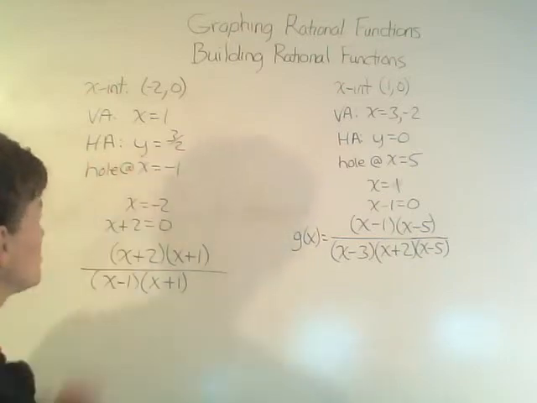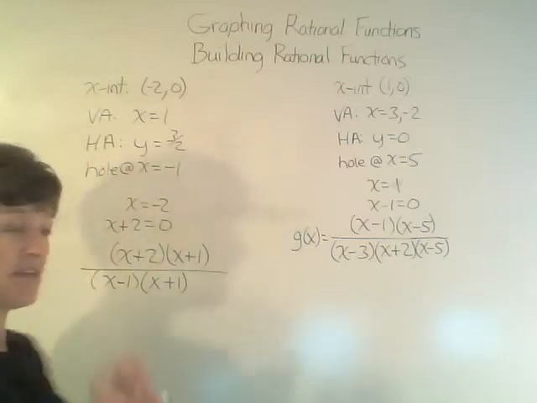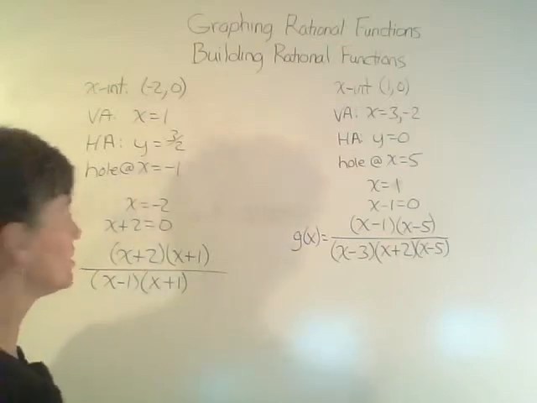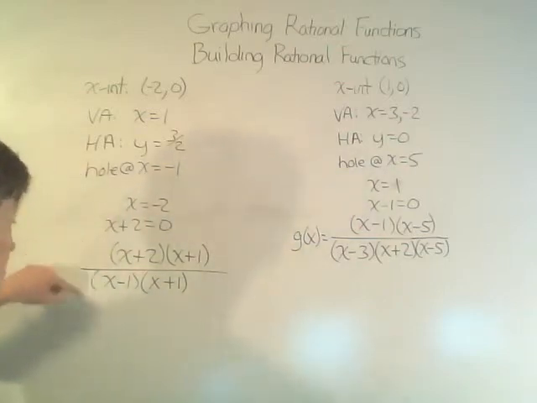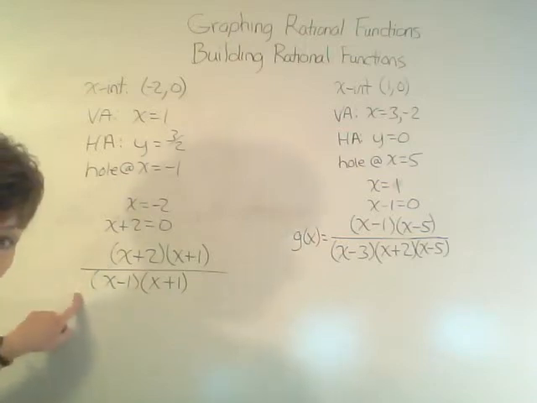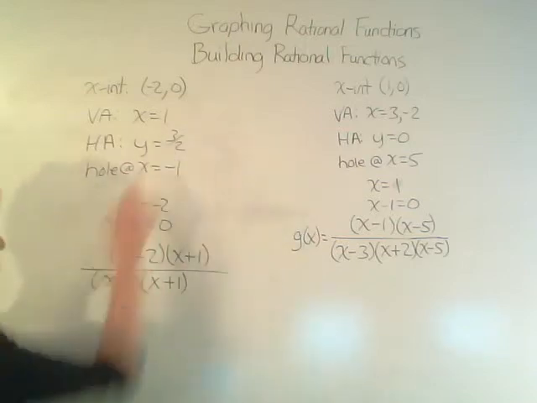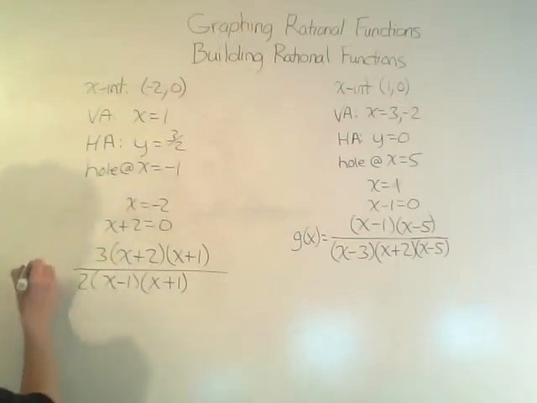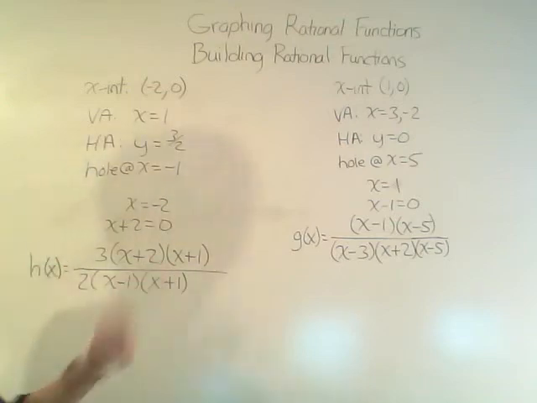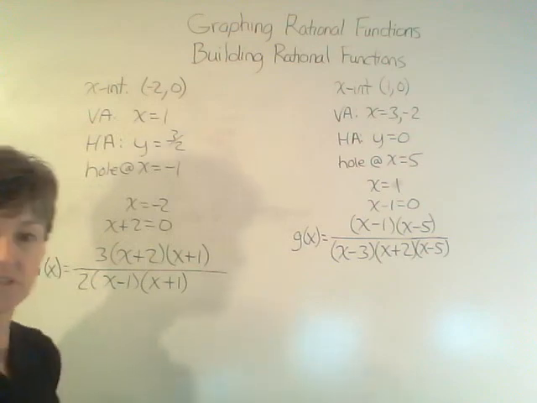And the horizontal asymptote is y equals 3/2. Well, that's the kind of asymptote I would have when the degree of the numerator and the degree of the denominator are the same. Well, you see, I do have like degrees here. So all I'm going to do is put a 3 on the top and a 2 on the bottom. And I have a function, we'll call it h of x, that I have built from this given information.